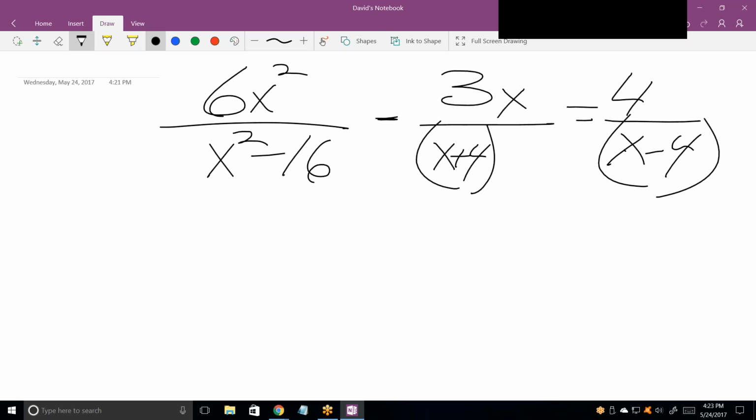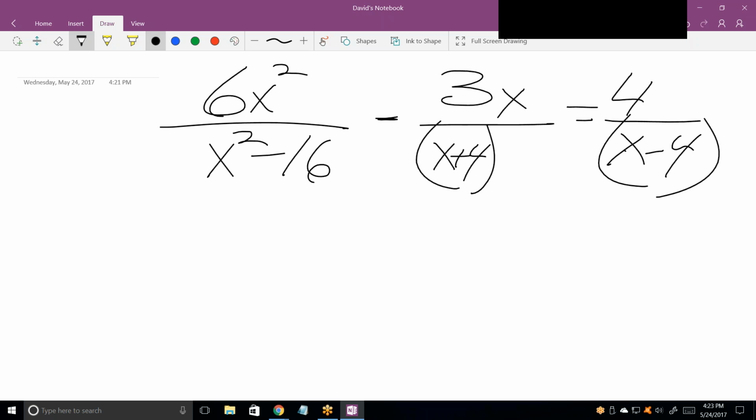One is to operate on the left side of the equation and find a common denominator and proceed from there. What would the common denominator be if I were to do that? x plus 4, x minus 4.